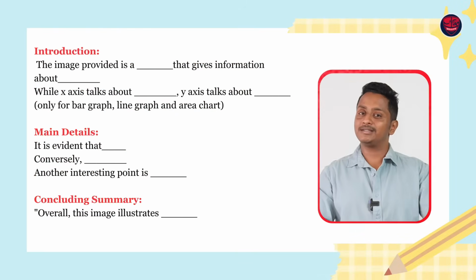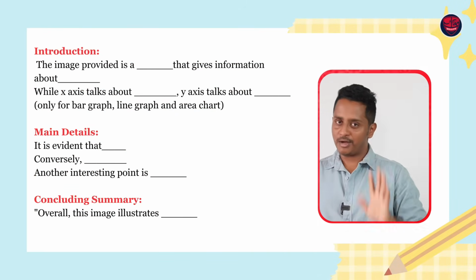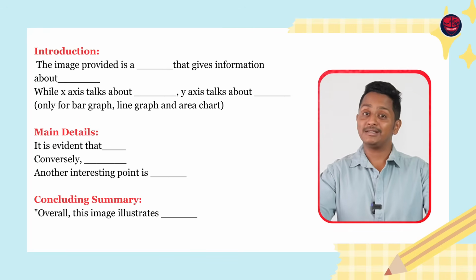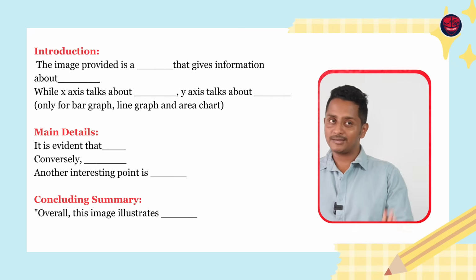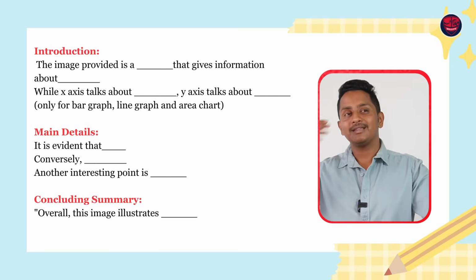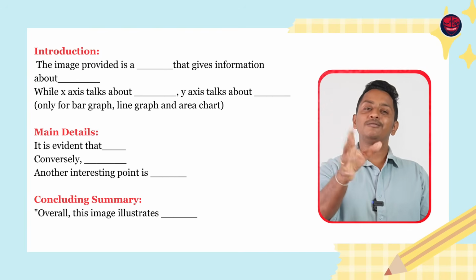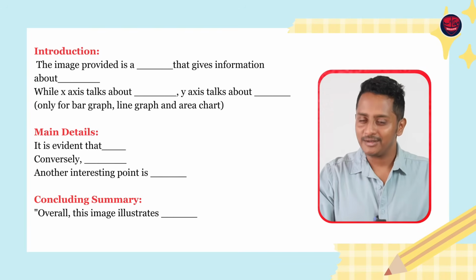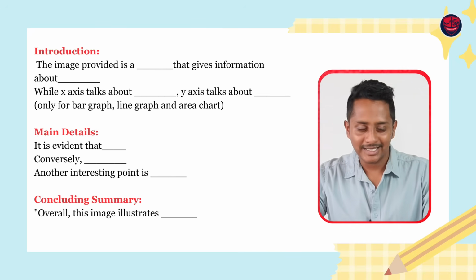Remember this. So this is the template that I have given. The image provided is a bar graph that gives information about students who study mathematics in this university. While the x-axis talks about the number of students who have enrolled, the y-axis talks about the amount of money the university is making. Just read whatever you see on the x-axis, and just read whatever you see on the y-axis. This is present only for bar graph and line graph. For other images like pie chart and map, you have to omit this particular line.